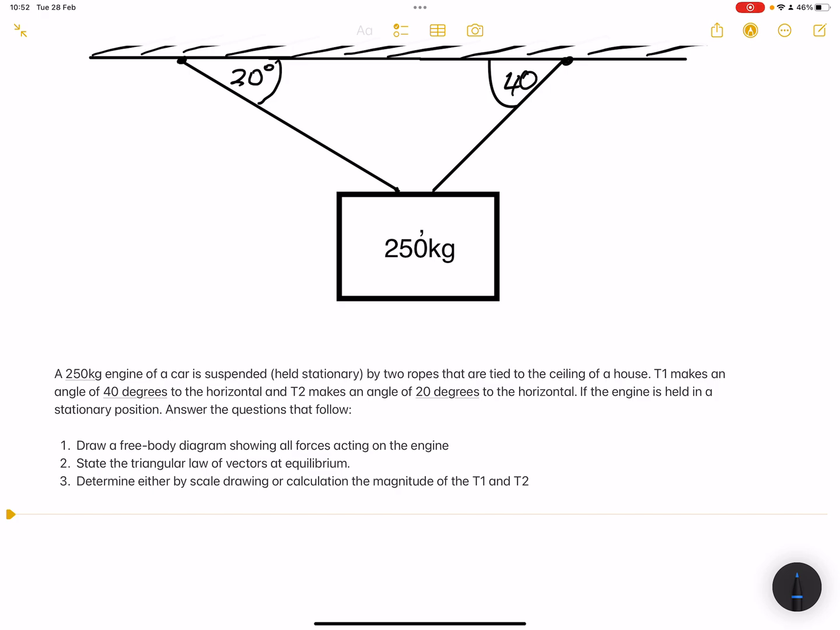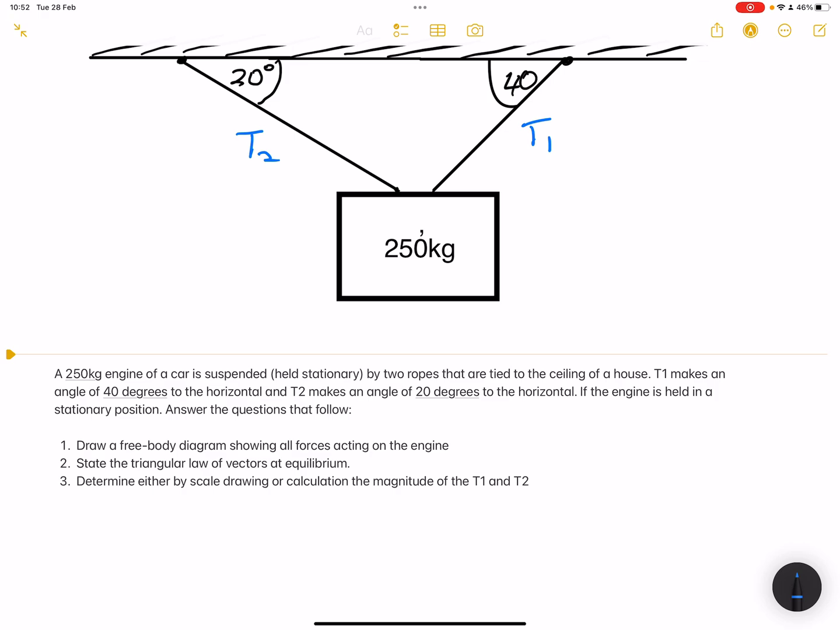So T1 makes an angle of 40 degrees. Okay, so I'm assuming this would be T1 and that would be T2. And T2 makes an angle of 20 degrees. If the engine is held in a stationary position, I guess it's worth repeating. Answer the questions that follow.